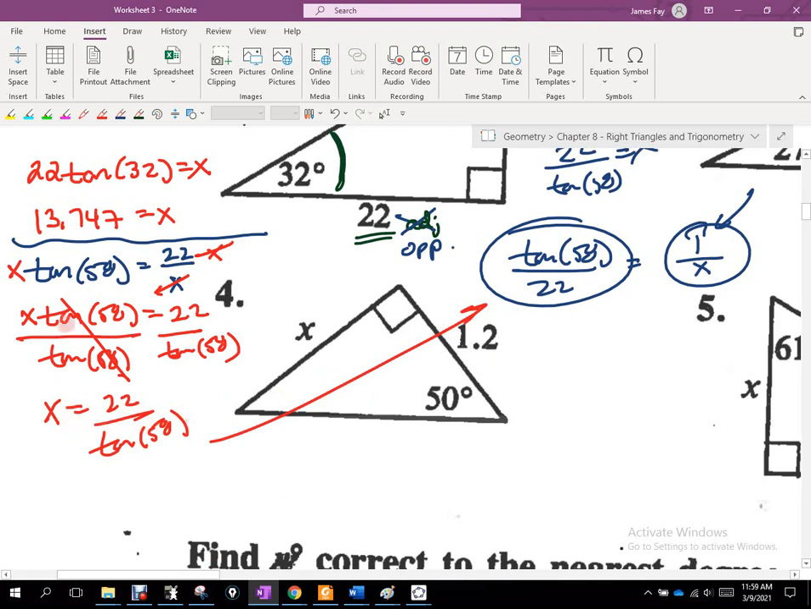Okay? But look at what happened. If we go back to the original, this is what I was trying to get at. The original said tangent 58 is equal to 22 over x. What changed spots?